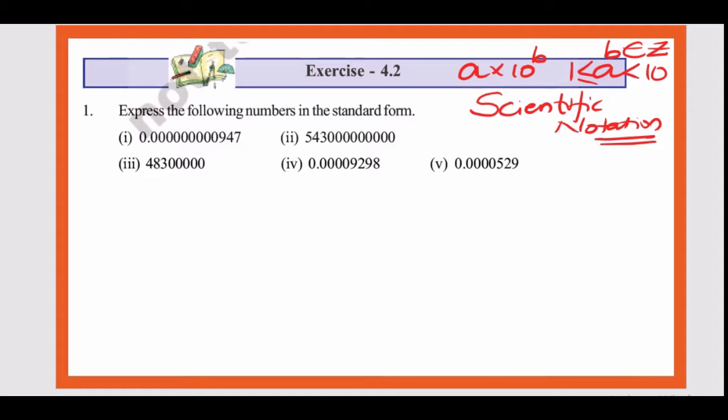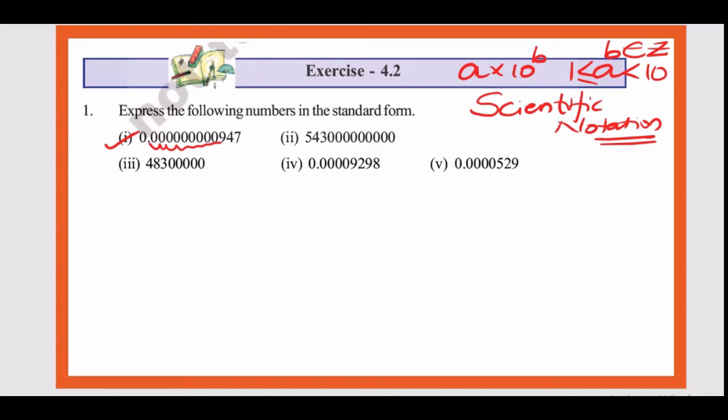To solve these standard forms, if you observe question number 1, it is a very small number. How can you say that it is very small? Because it has a decimal point. To write this in standard form, from this decimal point we need to move to the right side until we get the first non-zero digit.